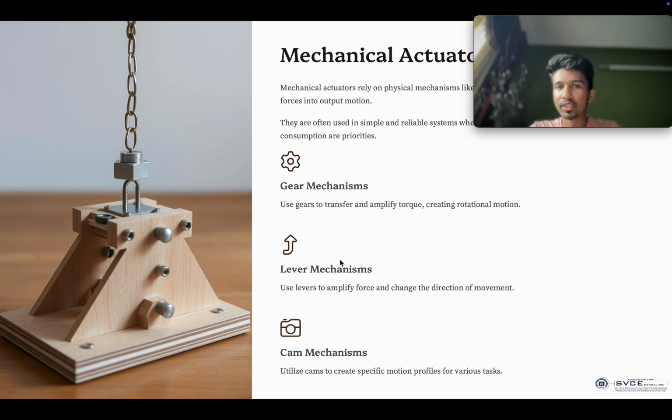Mechanical actuators are used for simple and easy tasks, for example, gear mechanisms, lever mechanisms, and cam mechanisms.